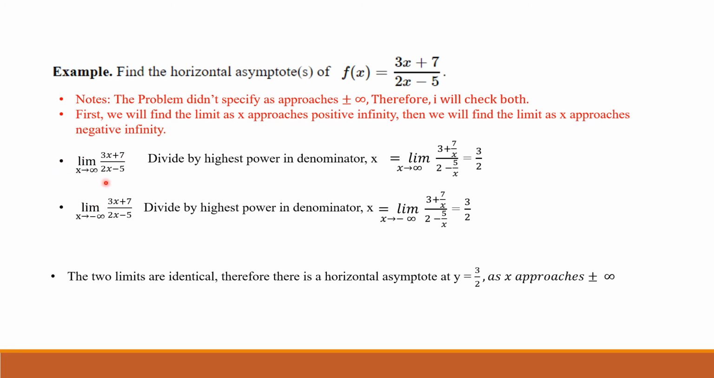So I do the first one. Here the limit as x approaches infinity. I will divide by x. So I'm going to end up with 3 plus 7 over x over 2 minus 5 over x. So I'm ending with 3 over 2. Here I have the limit as x approaches negative infinity. The same rule, I will divide by the highest power in the denominator, which is x. So I'm going to end up with the same. So here the two limits are identical. So I have actually one horizontal asymptote, y equals 3 over 2, as x approaches positive or negative infinity.